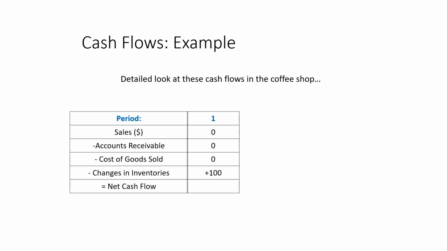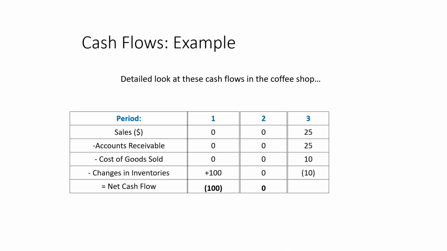So in the first period, we bought new inventories and the effect was negative 100. Again, I'm just repeating that same example that we saw in a table. In the second period, we just converted those inventories to finished goods, no change in cash flow. In the third period, we had sales, accounts receivable went up, cost of goods sold was 10, but also a decrease in inventories. So the net change is 25 minus 25 minus 10 plus 10 is 0. There was no cash transacted at all. Lastly, now we have accounts receivable going down, so minus of minus 25 is plus 25.